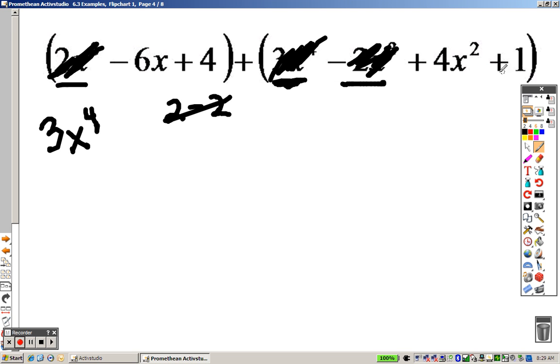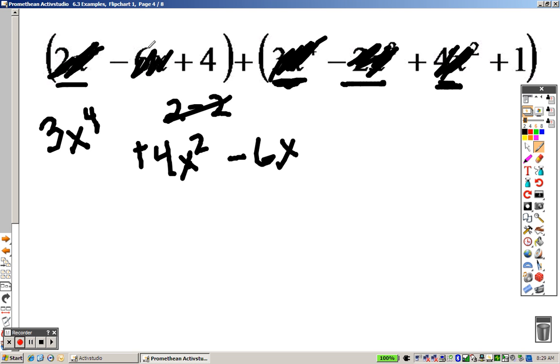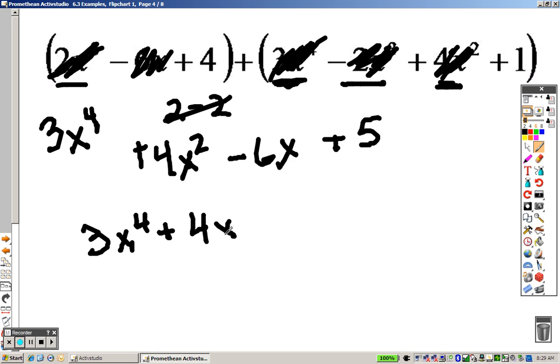I'm looking at x squared next. I have 4x squared over here and no other x squared. So I have positive 4x squared. And now that's gone. There are no other x's. It's just negative 6x. There's no other x's, so that's gone. And 4 and 1 is 5. So your final answer is 3x to the fourth plus 4x squared minus 6x plus 5 as your final answer. And that's it.